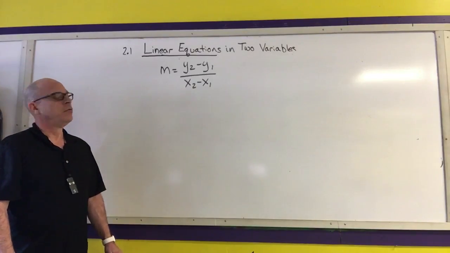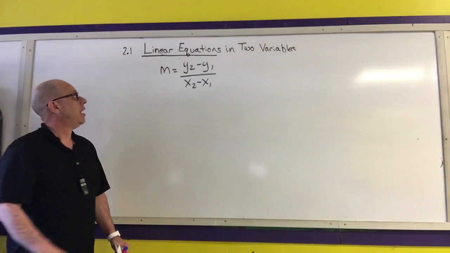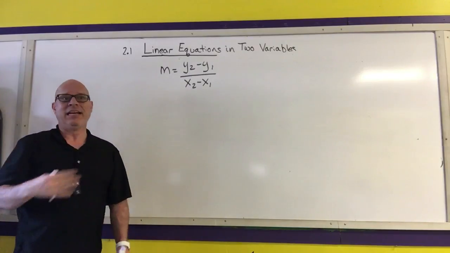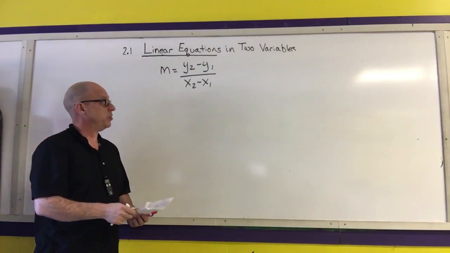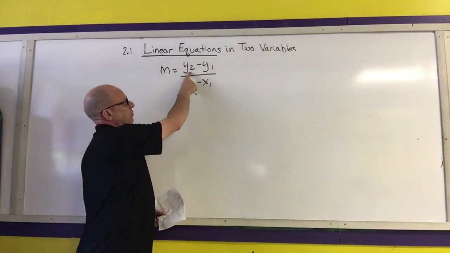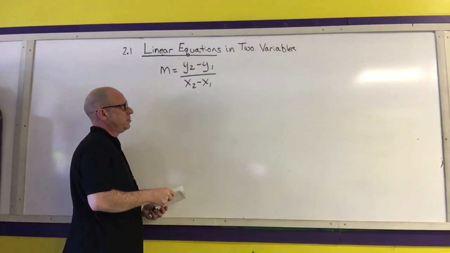Again, in order to write the equation for a line or be able to graph a line independently, I need to know two pieces of information. I need to know the slope of the line, and I need to know a point that the line goes through. Well, remember, the slope formula is the difference in the y-coordinates over the difference of the x-coordinates.